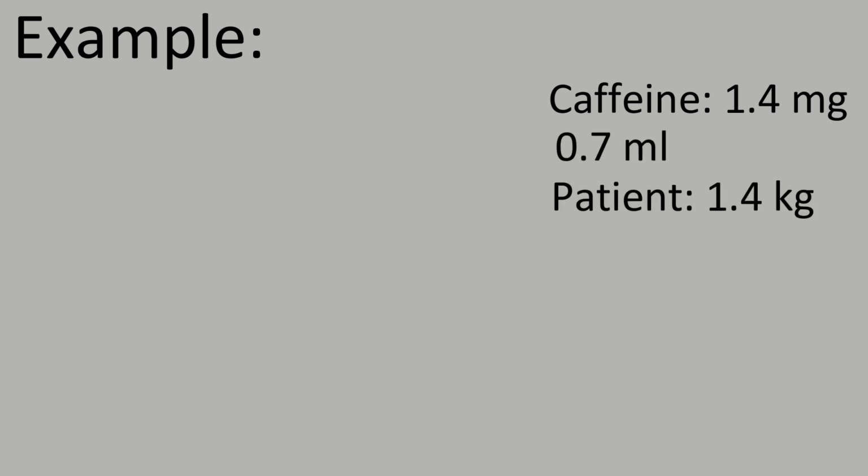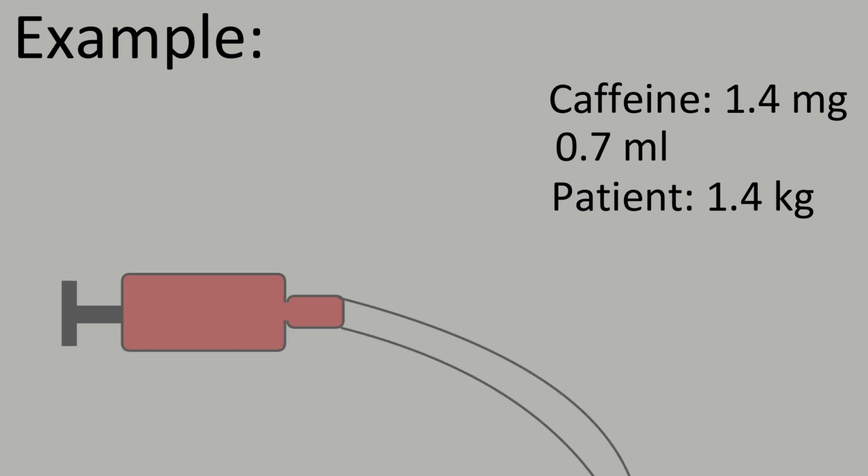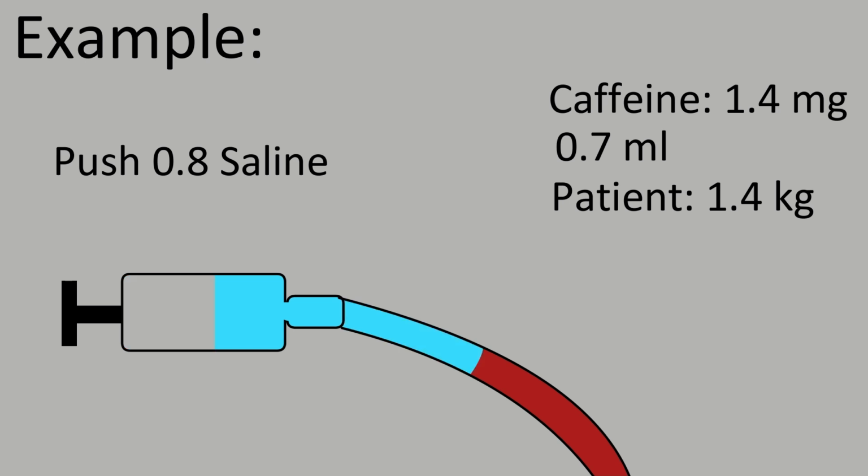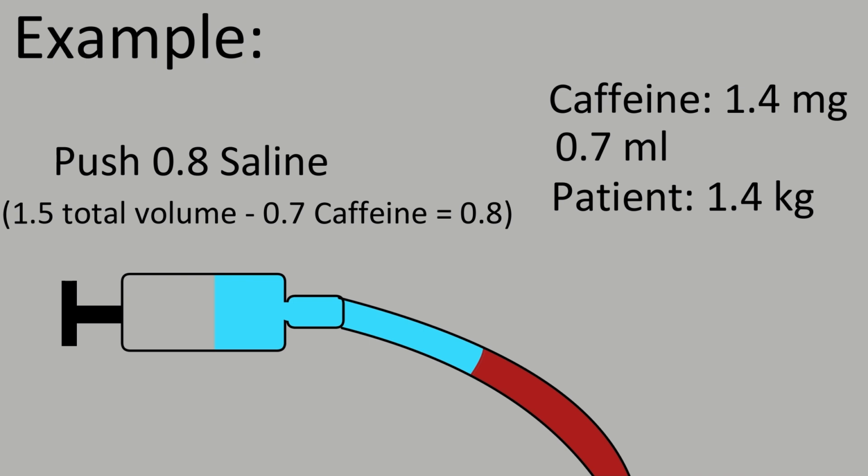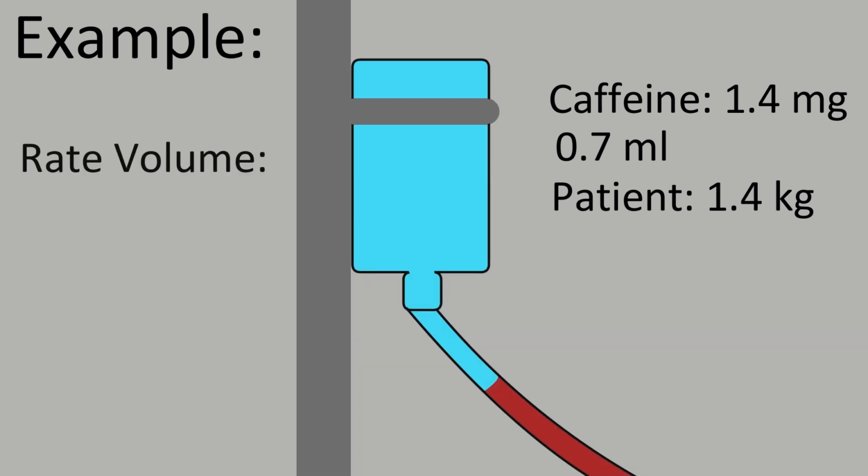An example, caffeine 1.4 milligrams in 0.7 mLs for a 1.4 kilo patient in the NICU. Slow push the caffeine into the med line and attach the flush. Push 0.8 of normal saline. 1.5 total volume minus the 0.7 caffeine equals 0.8 mLs of normal saline. Using rate volume, set the pump to run at 1.4 mLs per hour for a volume of 0.7. The 0.7 of medication will infuse over 30 minutes.